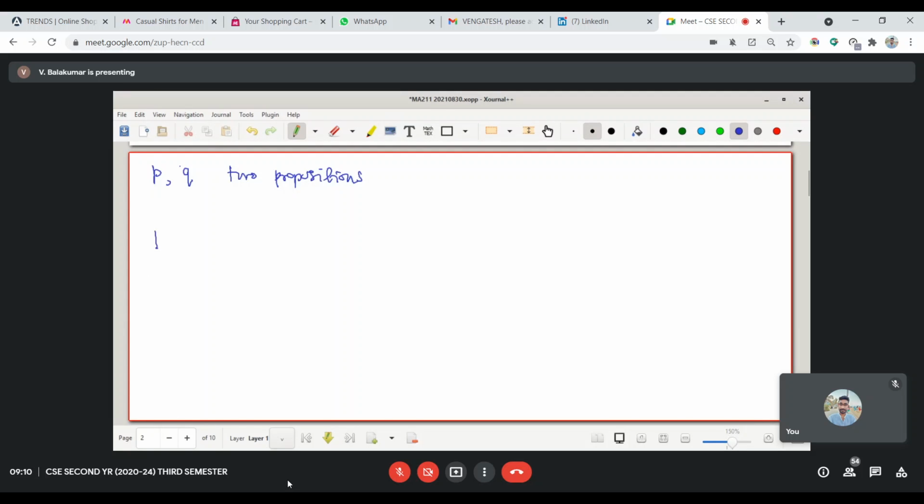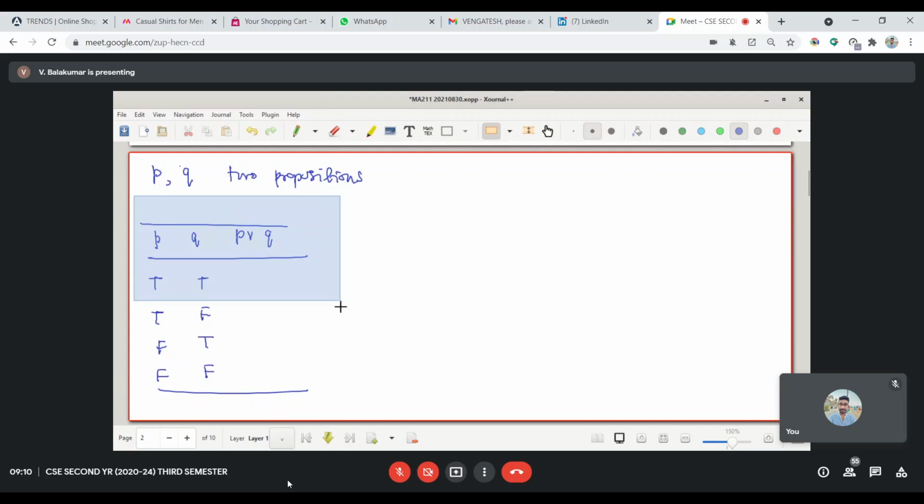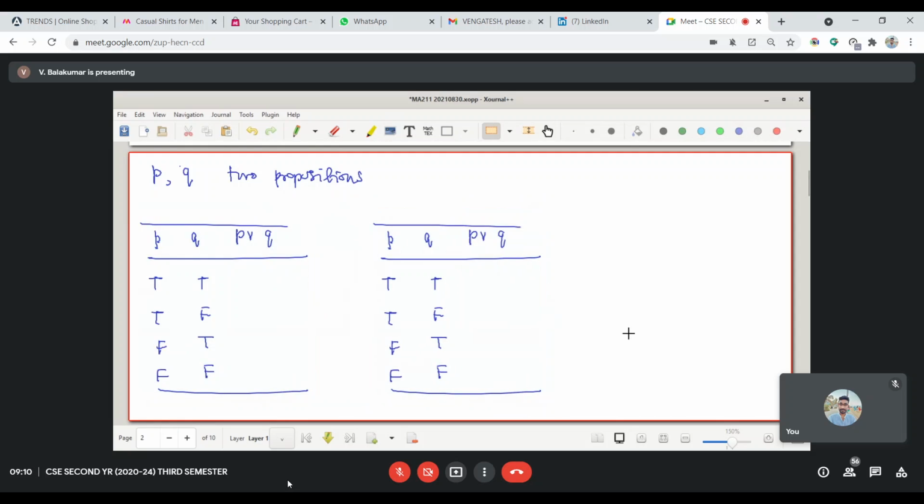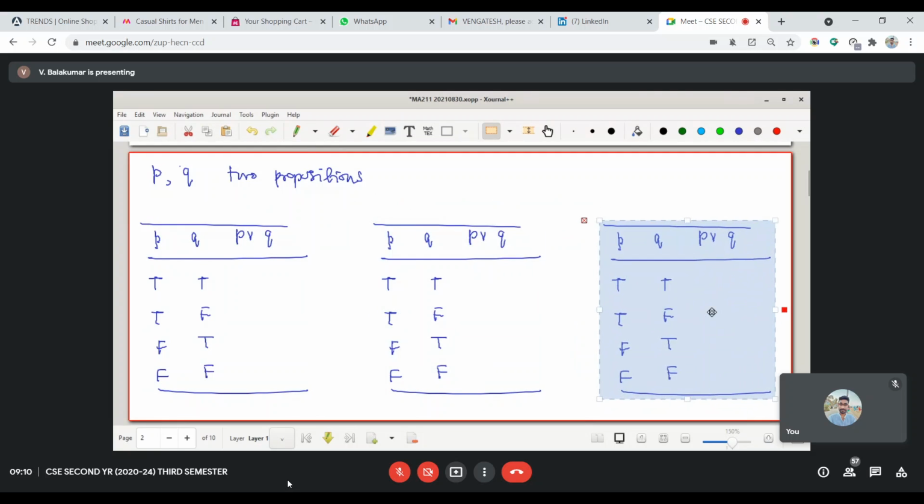Now I'm giving P and Q. P or Q I want to write. Just listing out the truth tables. Okay. Not only this, let me write down another truth table also, another one truth table.